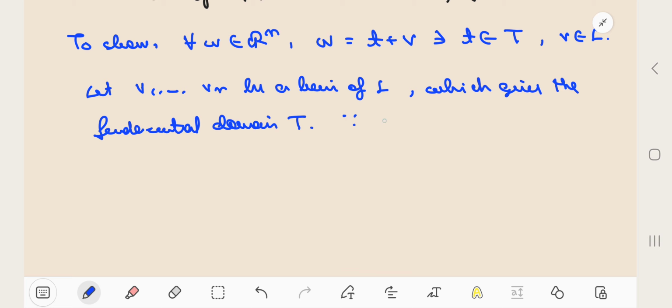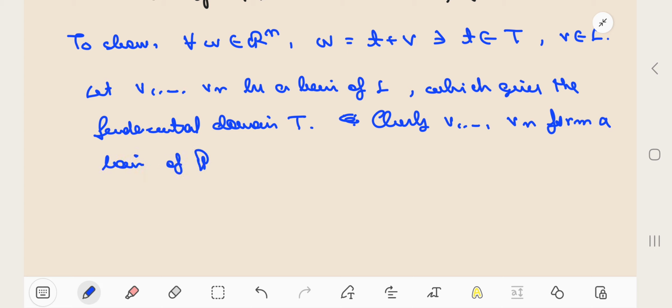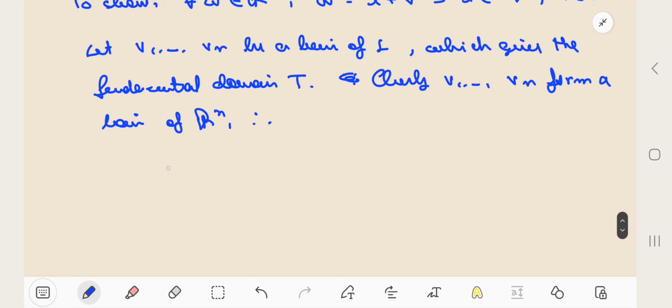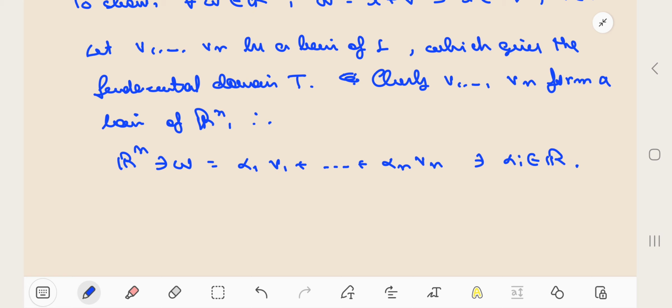So now clearly these elements v1 till vn form a basis of Rn, because they are n in number and they are linearly independent by choosing them to be a basis of L. Therefore, whenever I choose an element w from Rn, I can write it as some linear combination of these vectors v1 till vn, with coefficients alpha i, such that these alpha i's come from R, for all i.